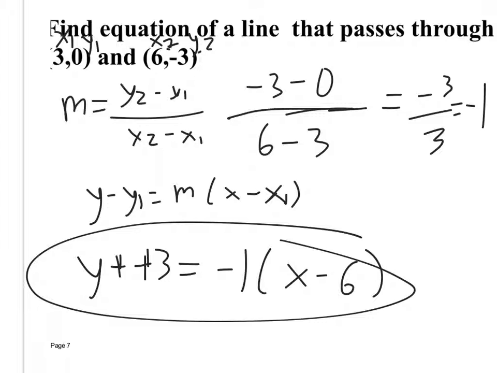Now, if you went with the other one, I'll just write it out so you can see it. You would have y minus 0 equals negative 1 times x minus 3. And they would probably just get rid of the y minus 0 and just write y equals negative 1 times x minus 3. Same thing, because if you work them both out, you'll get the same thing. All right? Any questions how to do that? Okay, good. All right, here's your homework assignment for today.